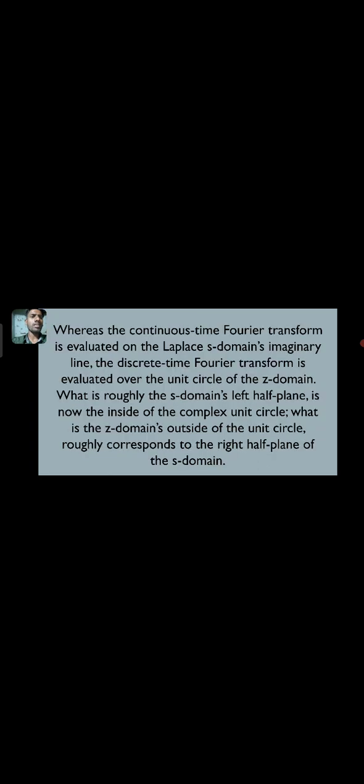Introduction. In mathematics and signal processing, the Z transform converts a discrete time signal, which is a sequence of real or complex numbers, into a complex frequency domain, Z domain or Z plane representation. It can be considered as a discrete time equivalent of the Laplace transform, S domain, whereas the continuous time Fourier transform is evaluated on the Laplace S domain's imaginary line. The discrete time Fourier transform is evaluated over the unit circle of the Z domain.